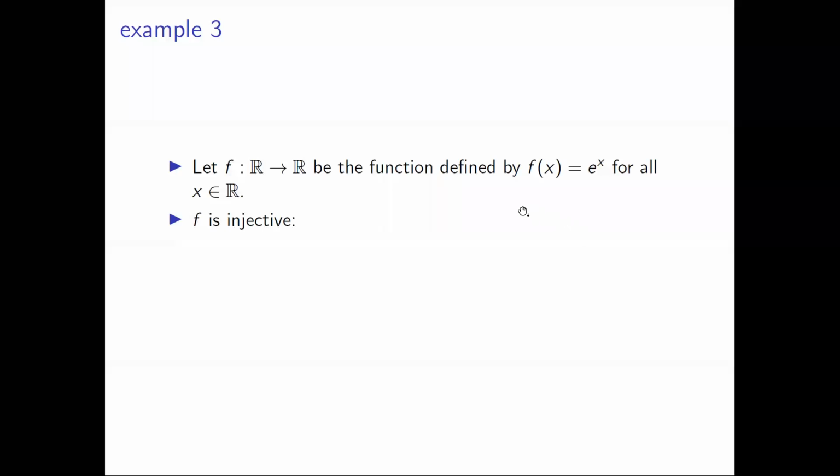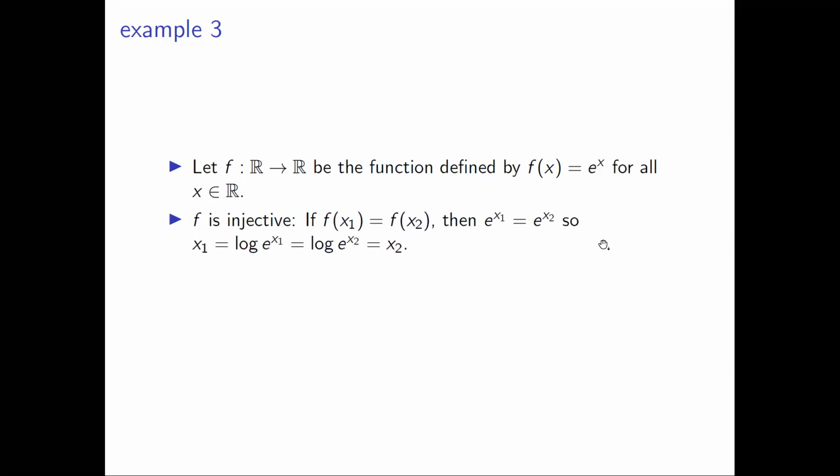We can see that f is injective, and we can test the injectivity the same way that we tested it for the first function. We set f of x1 equals f of x2. We use the definition of f to write that as e to the x1 equals e to the x2. And then we can take the log of both sides. And log of e to the x1 equals x1. Log of e to the x2 equals x2. So we have x1 equals x2. So that means that if x1 is not equal to x2, then f of x1 does not equal f of x2 by contrapositive.